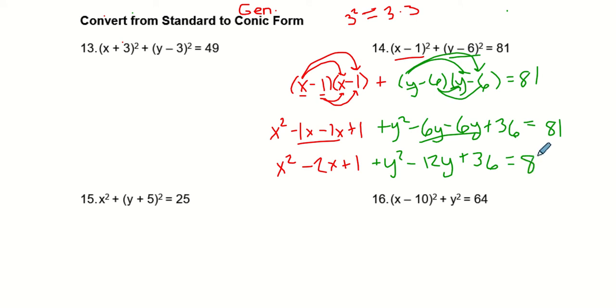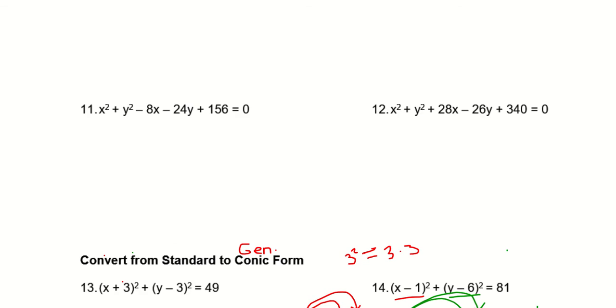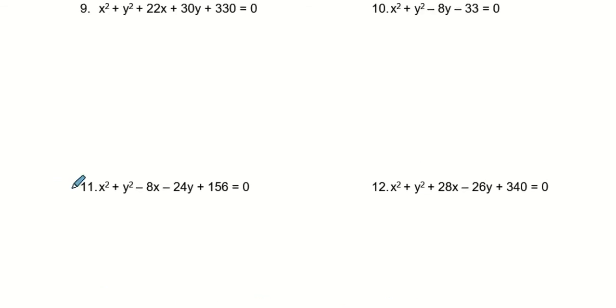So once you get to this point, the first thing you do is write them out twice. x minus 1 squared is just x minus 1 times x minus 1. y minus 6 squared is just y minus 6 times y minus 6. You distribute both of those out, like we did here. And now we're going to write it in a specific order. If you look at these problems, we have x squared, y squared, x, y, constant.